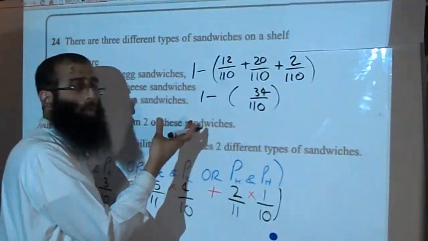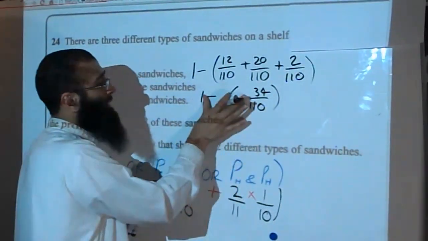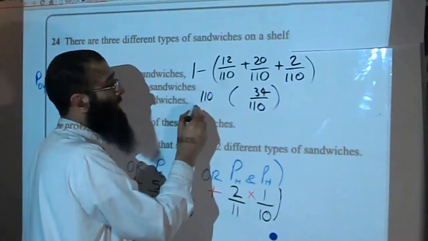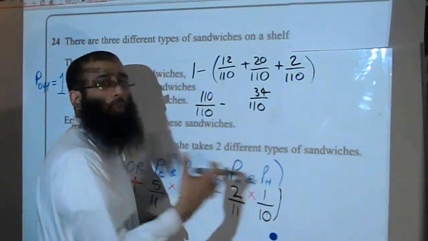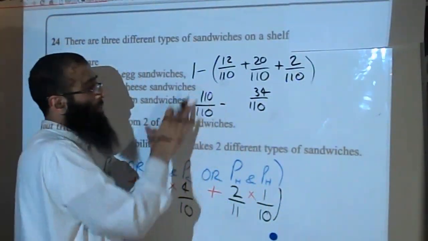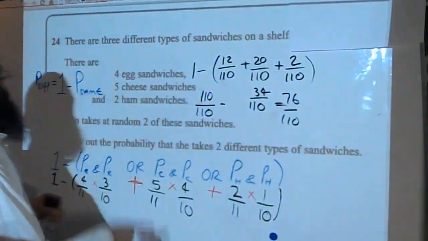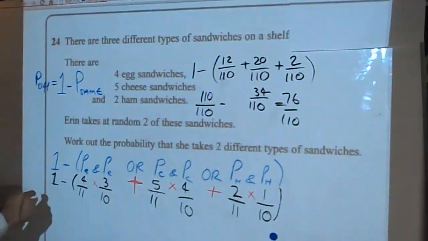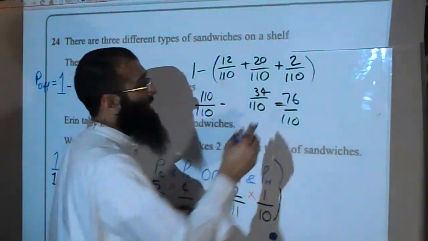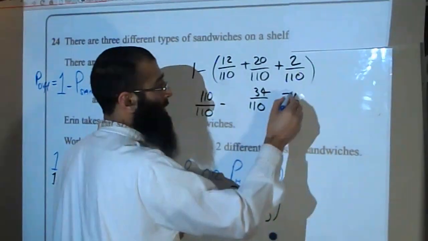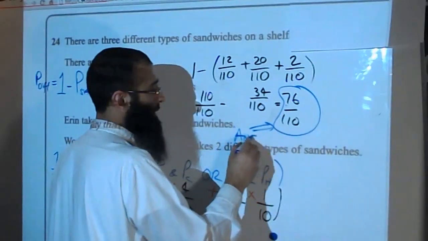Okay, so remember, if you change one whole into 110ths, one whole is the same as 110 110ths. That's one way of looking at the one whole. So one whole is 110 110ths minus the 34 110ths. So the answer to question number 24 is up here, which is 76 110ths. Okay, which I'm just going to circle around here so we see that clearly in the video. That, folks, is the answer.